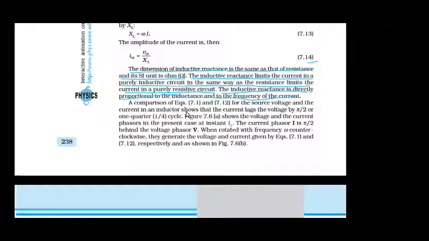A comparison of equations 7.1 and 7.12 for the source voltage and the current in the inductor shows that current lags the voltage by pi by 2, or one quarter cycle. Figure 7.6a shows the voltage and the current phasors in the present case at instant t1. The current phasor I is pi by 2 behind the voltage phasor V. When rotated with frequency omega counterclockwise, they generate the voltage and the current given by equations 7.1 and 7.12 respectively, and shown in figure 7.6b.